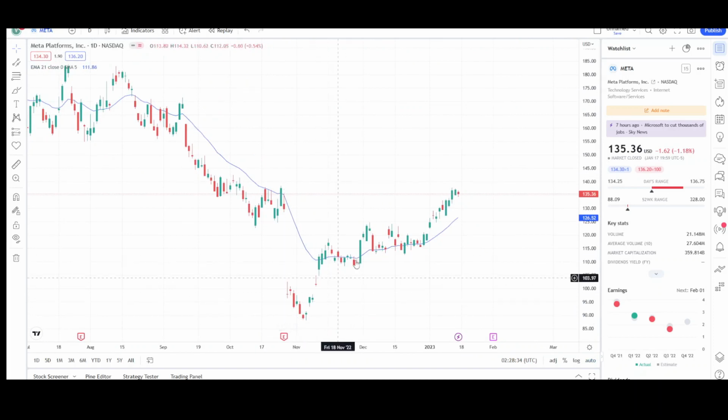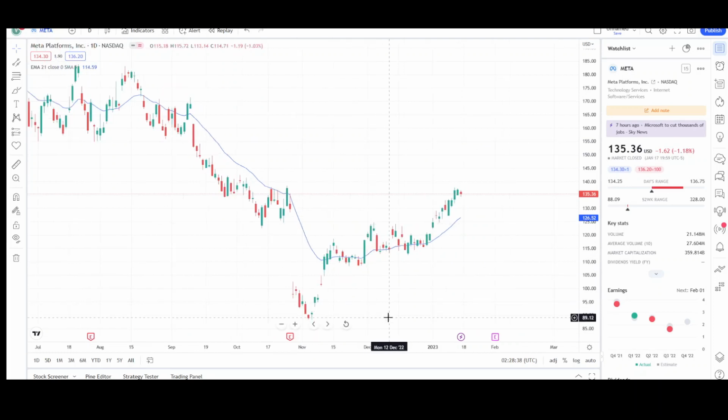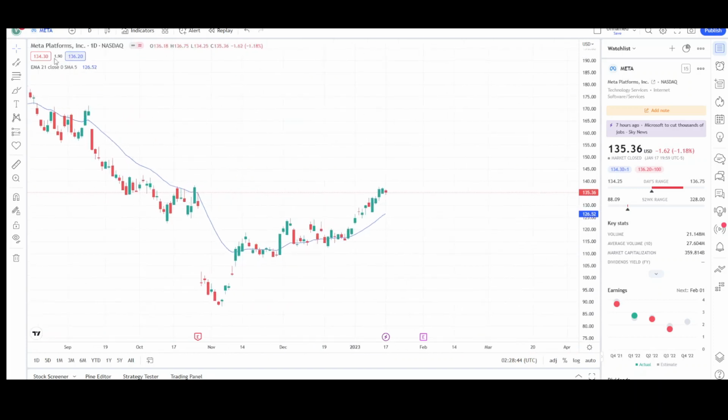So I'm still expecting that until we see something drastically change. I think it's still possible for Meta Platforms to go down to its prior low in the downtrend. So let's analyze the price action.